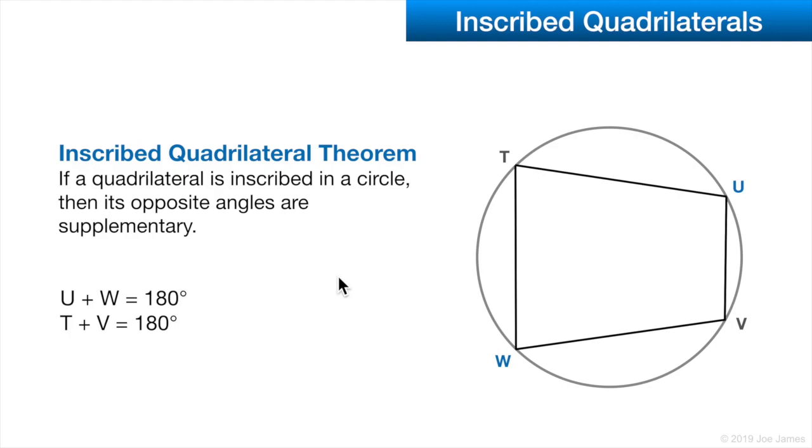The inscribed quadrilateral theorem says that if a quadrilateral is inscribed in a circle, as we have here, TUVW, then its opposite angles are supplementary. So angles U and W add up to 180, and T and V add up to 180. Opposite angles are supplementary.